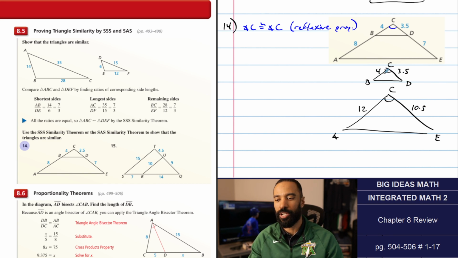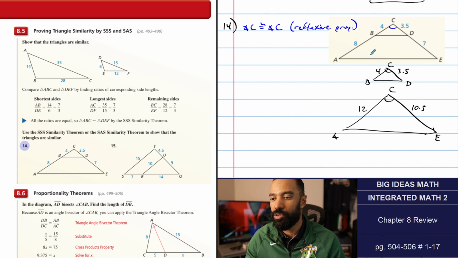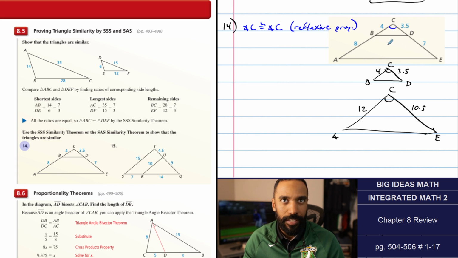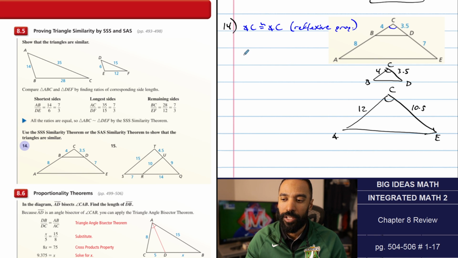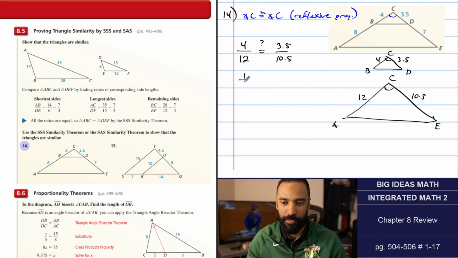These are the ones for which, until you actually know 8.6, and you probably do if you're in the review, but until you know 8.6, we shouldn't be doing the 4 over 8 is 3.5 over 7 triangle proportionality theorem yet. Let's do it the way that they're supposed to be based on the triangles. Let's test if 4 over 12, this is the way I write it, is it the same as 3.5 over 10.5? Well, if you reduce these fractions, divided by 4, you get 1/3. Divided by 3.5, you get 1/3. They are the same. They're in proportion with each other.